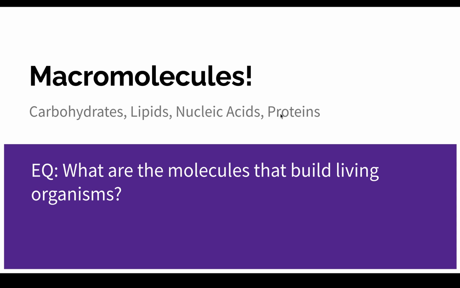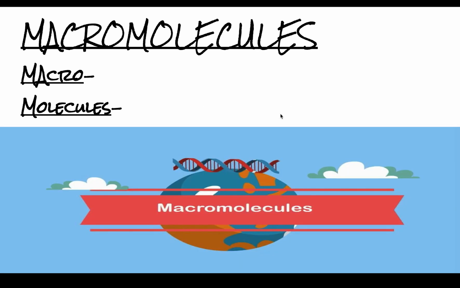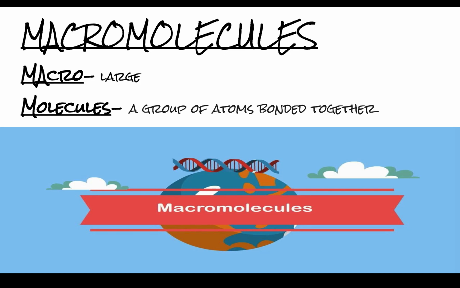Okay, so to start off, I want to break down this term macromolecule again. It comes in two parts: macro and molecule. Macro just means big. Okay, and then a molecule is simply a group of atoms bonded together. So putting that together, a macromolecule is a large group of atoms bonded together.